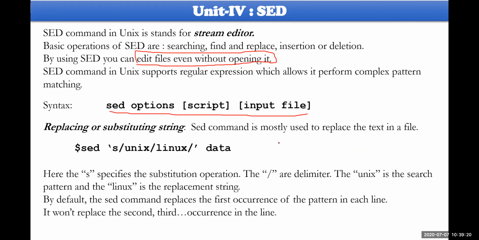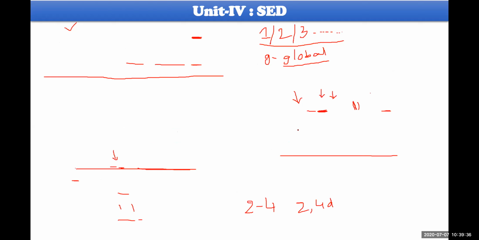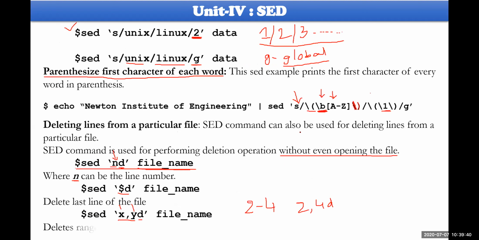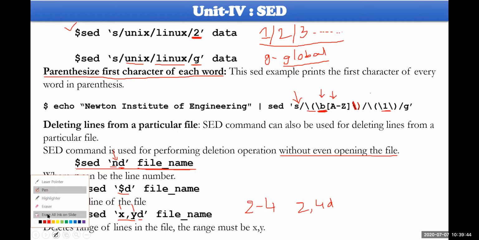So basically, two different types of operations could be done. One is s for searching and d for deletion. Search for one particular pattern and replace with another pattern. Something like this, and these operations could be done in different modes. Those different modes will look like this.